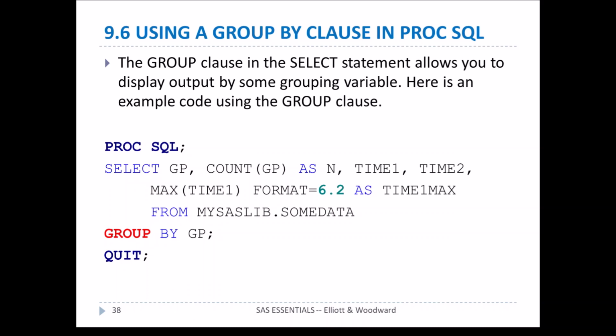We say select, and then we have a variable called group, and then we're going to have a second column that is the count of group, and we're going to call it in, and then time 1, time 2. We're going to have another column called time 1 max, that's going to be the maximum of time 1, formatted as 6.2. And then we're also going to group it by the variable group. So group by group causes it to display the results grouped by the variable group.